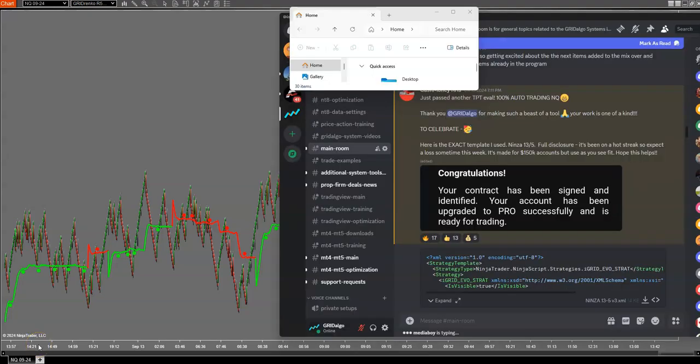This is one thing I love about our private Discord room, where we have optimization rooms, trade example rooms, main rooms, data and settings rooms, and we give out templates. I mean, look at this. This person, hey, I just passed another TPT eval, 100% auto trading NQ. Thank you. Celebrate. And he goes out and he gives his template on what he used to pass the eval to the group. And then what happens is the group takes it and then they all run off and do their own optimizations and trade a derivative of it, so everybody's not doing the exact same thing.